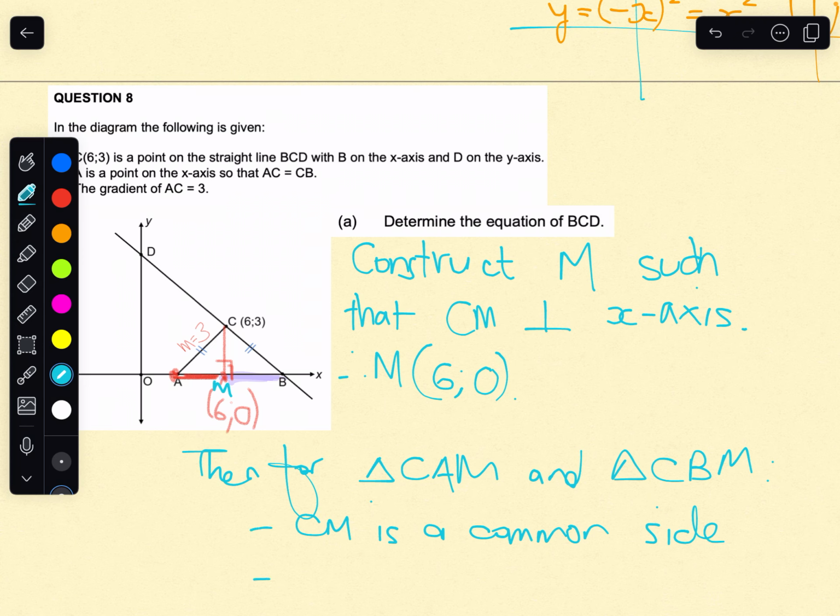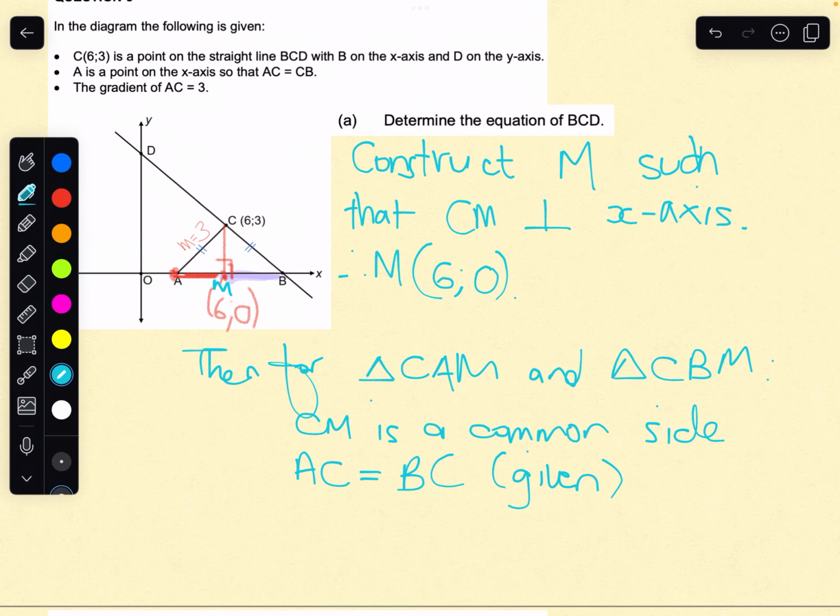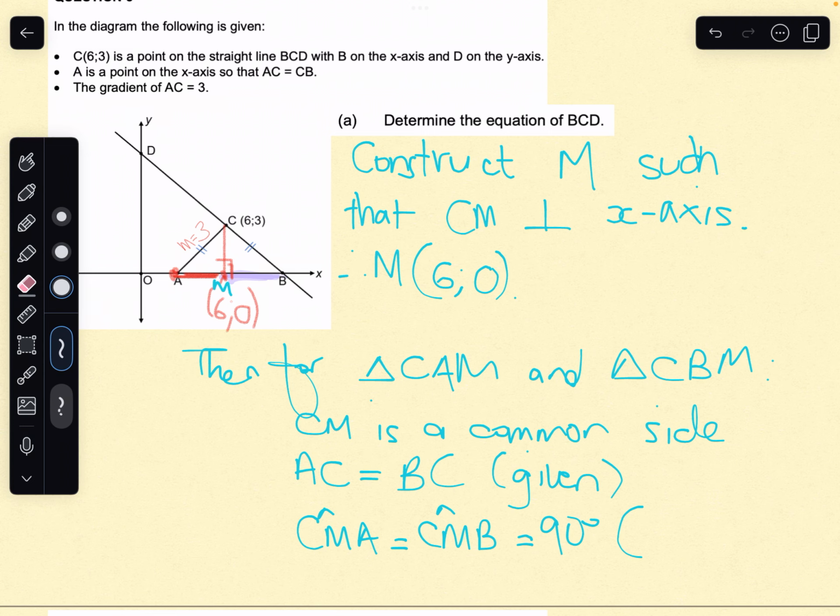Maybe I shouldn't be using dash bullet signs in maths, they confuse us for a minus. AC is equal to BC, which has been given to us. And then finally, angles CMA and CMB are 90 degrees. One is given and the other one is, oh yeah, both are given. The fact that the line is perpendicular tells us that.